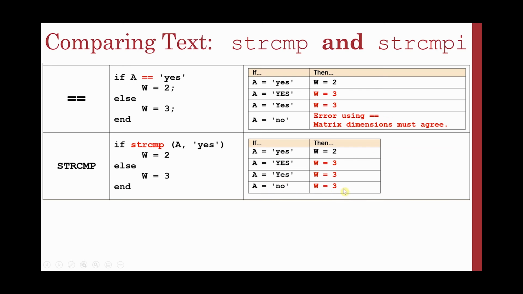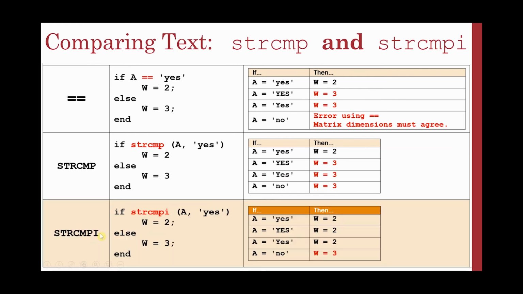no longer brings an error because you're now comparing the strings and not just the length of the characters in the string. If we use strcmpi, we are now comparing in a case-insensitive manner, so all the different permutations of the word yes now yield positive results.